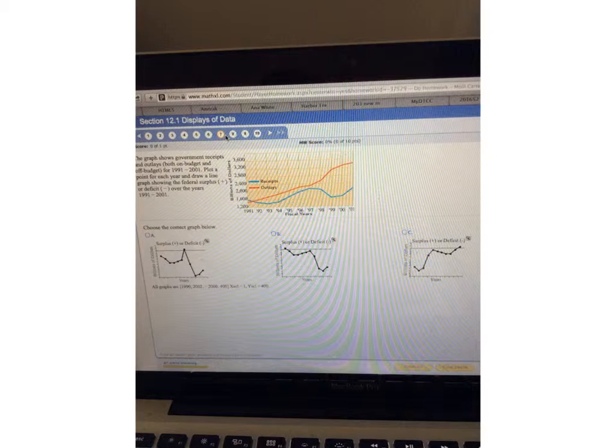And one last thing on graphs and the homework problems from this section. You can see that this particular problem, it's number 7 on my homework assignment, shows a graph up on the top that is receipts and outlays. So it's a red line and a blue line. And it says the graph shows government receipts and outlays, both on budget and off budget, for 1991 to 2001. Plot a point for each year and draw a line graph showing the federal surplus or the deficit.